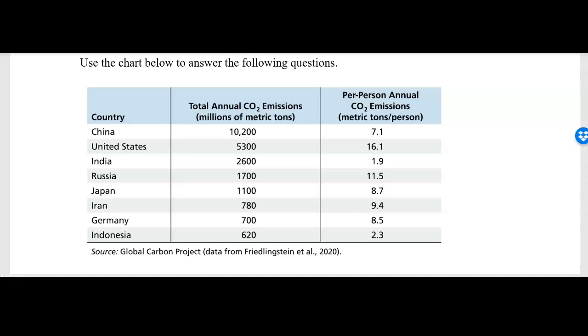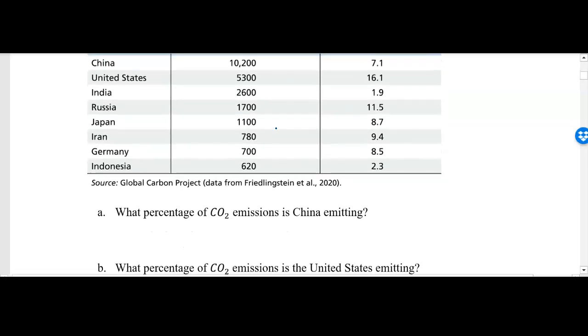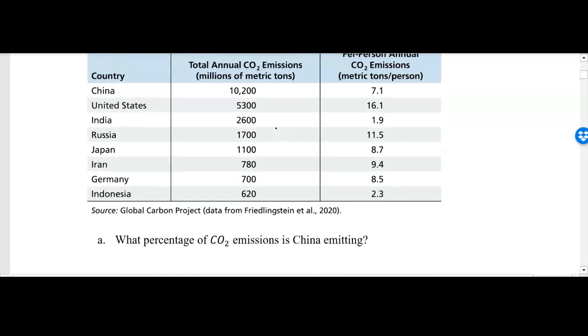This is a chart that's giving us different countries with the total annual CO2 emissions. And then it gives us the per person annual CO2 emissions. Now, what is the question we want to answer from this graph? Well, the first question says, what percentage of CO2 emissions is China emitting? Okay, so the question is what percentage? Now we can see the number, right? But they want to know the percentage.